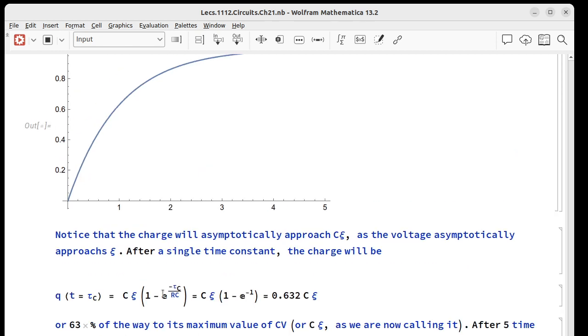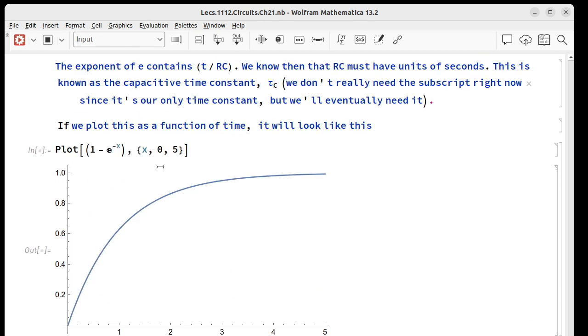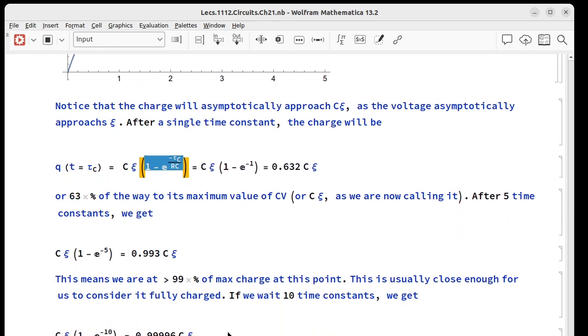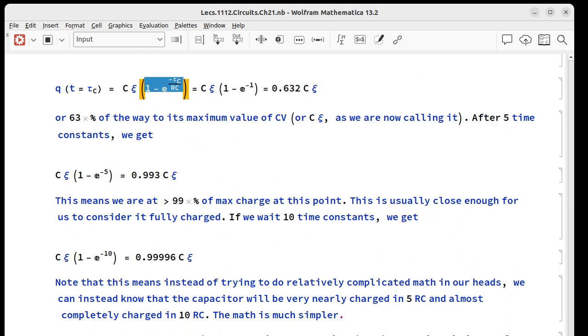What this means is we don't have to do this complicated math in our heads if we're trying to figure out the state of charge on this capacitor. All we have to do is the much simpler math of R times C. So if we have a 1 microfarad capacitor and a 100 ohm resistor, its time constant is going to be 1/10 of a millisecond, and we know it's going to be 99% charged in about half a millisecond.